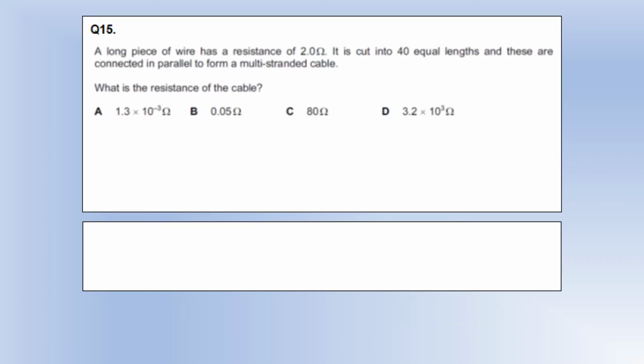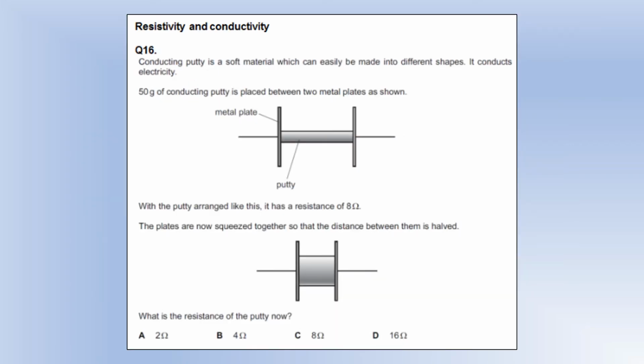A long piece of wire has a resistance of 2 ohms and it's cut into 40 equal lengths, and these are connected in parallel. What is the resistance? First of all, let's get the resistance of just one resistor. We've chopped it up into 40 equal lengths. That gives us a resistance of 1. And then if we put them in parallel, we essentially divide that by 40, and we get the resistance, option A, once we round it to 2 significant figures.